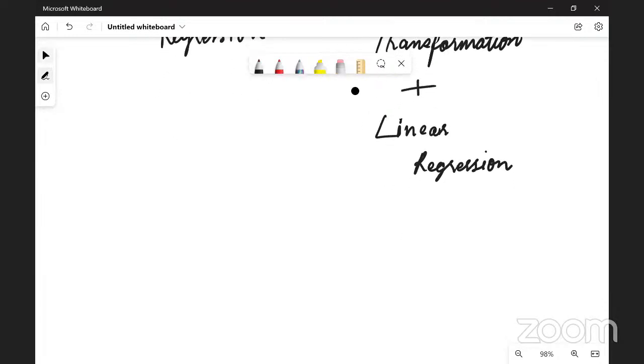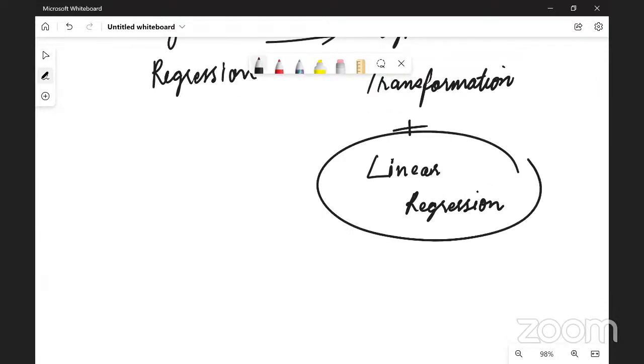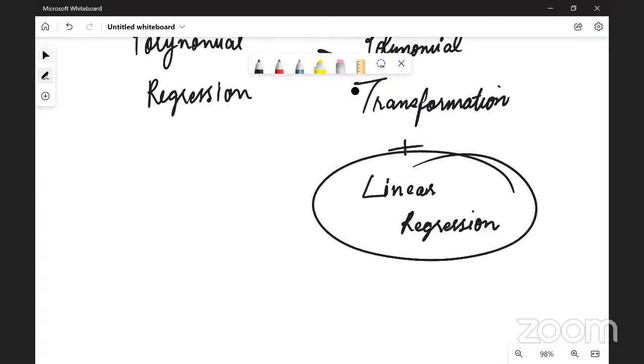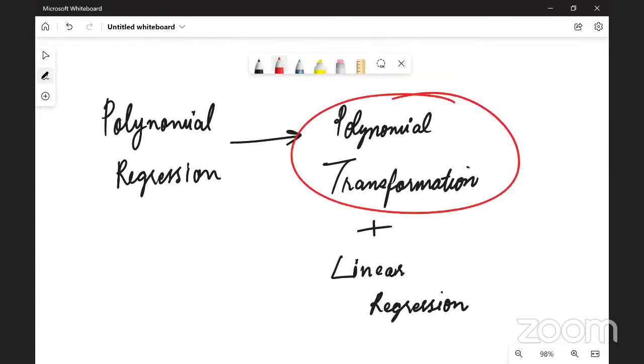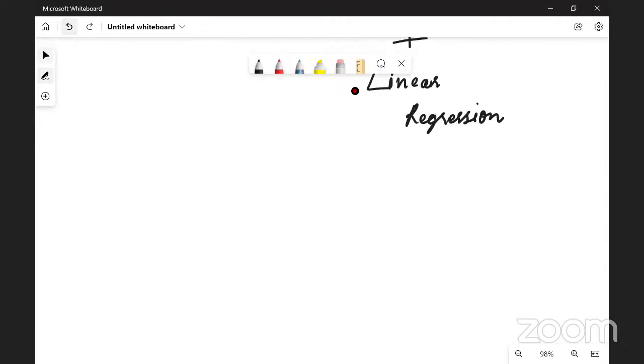So this part we know already. This is the only new item. I'll tell you what polynomial transformation is. It is transforming our features to get new polynomial features of different degrees. So for example, let's say you have features x1, x2.